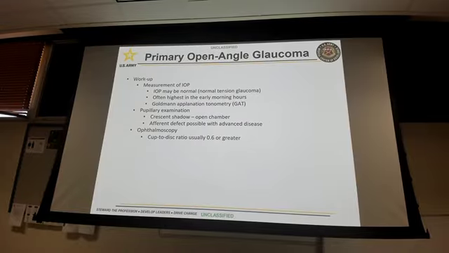All right, so our workup. We're going to measure the intraocular pressure for the patient. You can have normal tension glaucoma where the pressure is normal, but often it is high for these patients, and it's highest in the morning. So when I am doing my intraocular pressure tests on them, I will have them come back throughout the day.